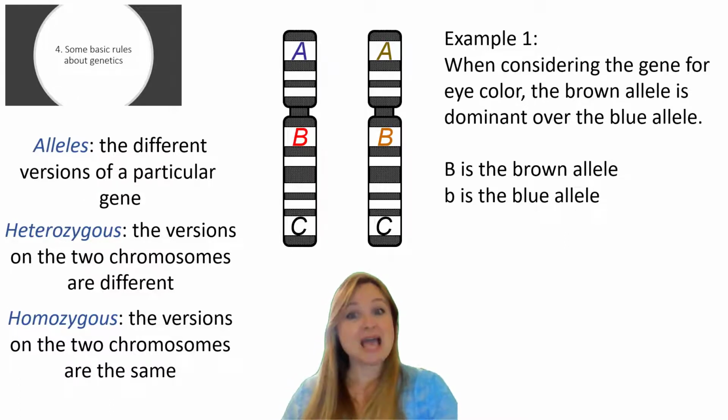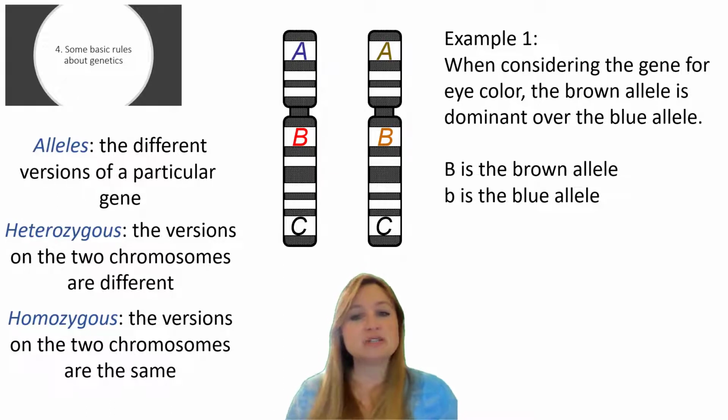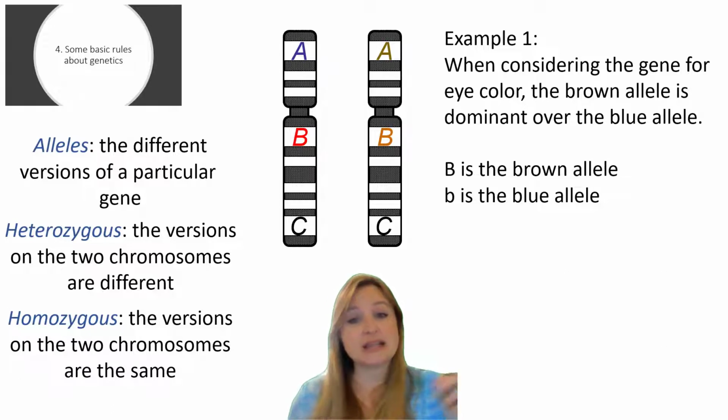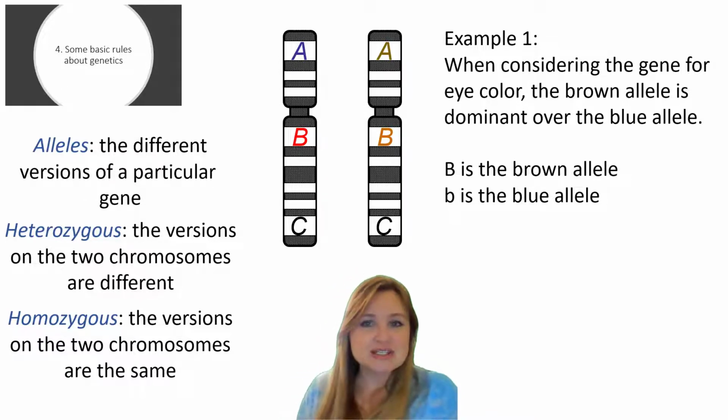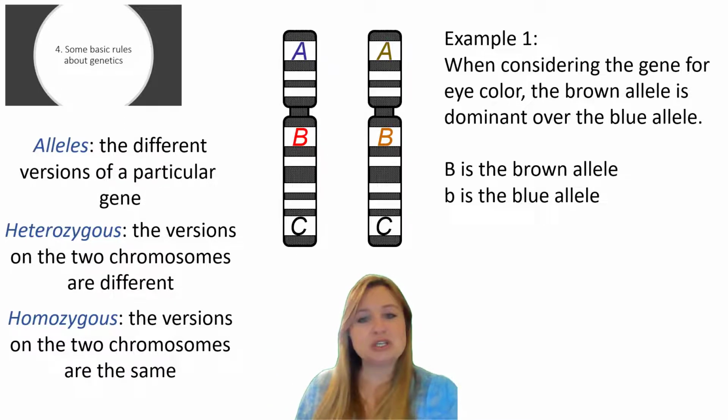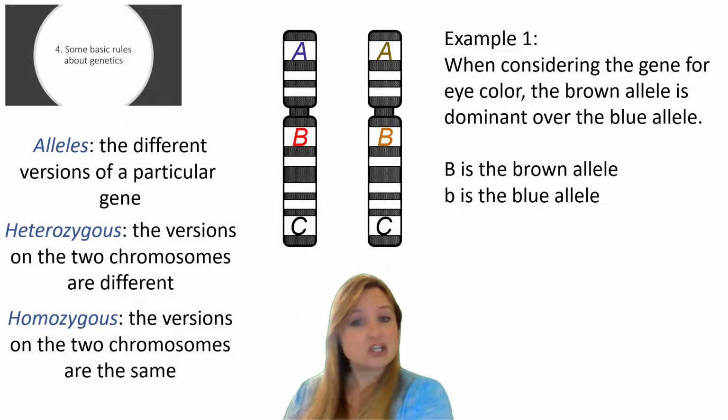So we're going to use capital B for the dominant allele, the brown allele, and the same letter, B, in lowercase to represent the recessive allele. So we're going to use big B for the brown allele and little b for the blue allele. I know it's a little confusing with this example because blue and brown both start with B, but the letter we generally choose is the first letter of the dominant allele.